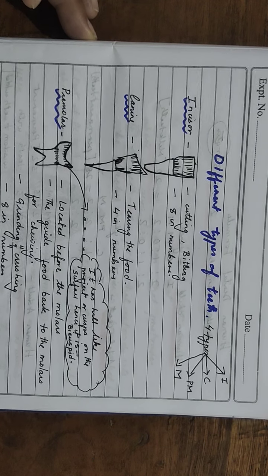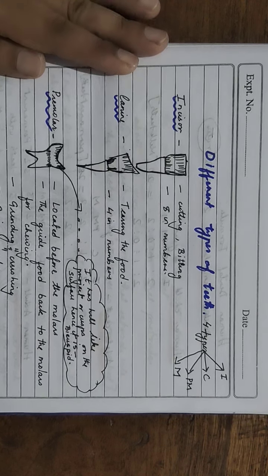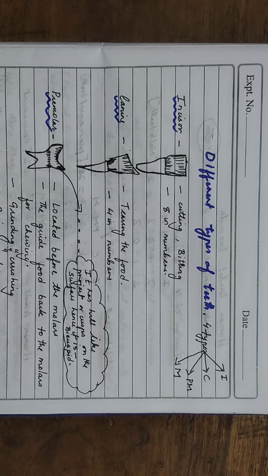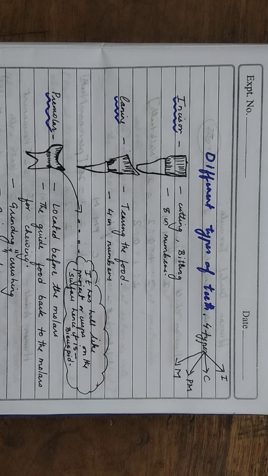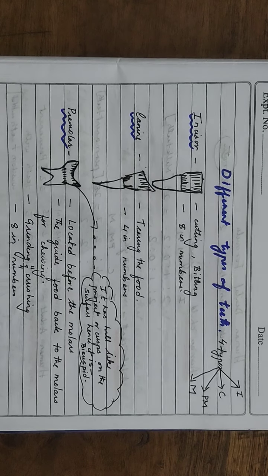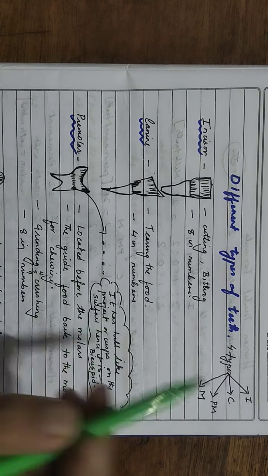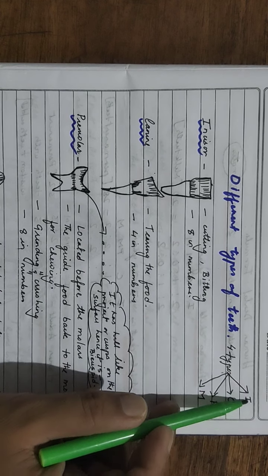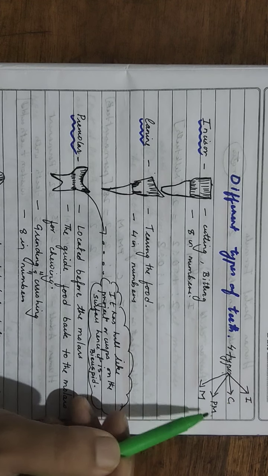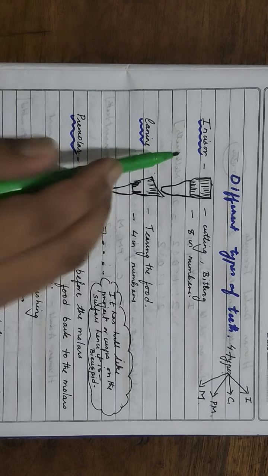All right, in the previous class we learned about the types of teeth, that is heterodont and homodont, and we also came to know about milk teeth and permanent teeth. Today we are going to learn the different types of teeth. We just have to know the function and the structure. There are four types of teeth: incisors, canines, premolars, and molars. So let us understand incisors.